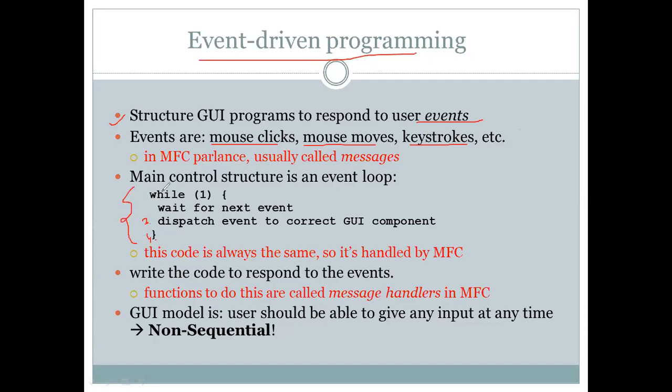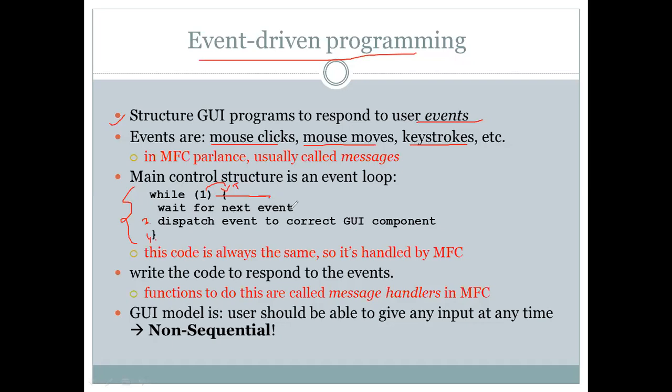Now there will be a main control structure in an event loop. When the condition is still true, the event-driven program will continue. Here you can see that we are using a condition loop: while (1), that means it is still true, so I will wait for the next event.